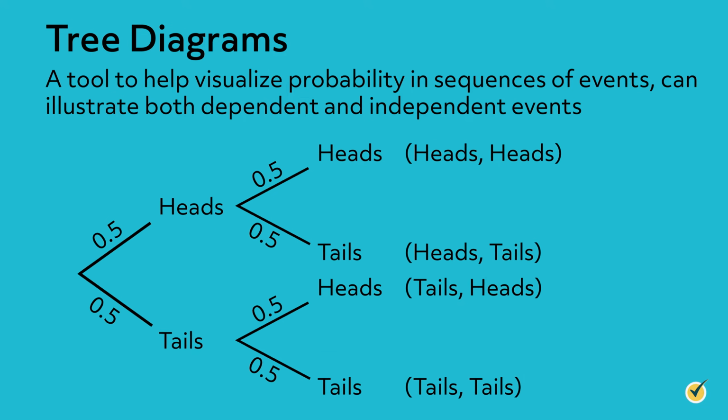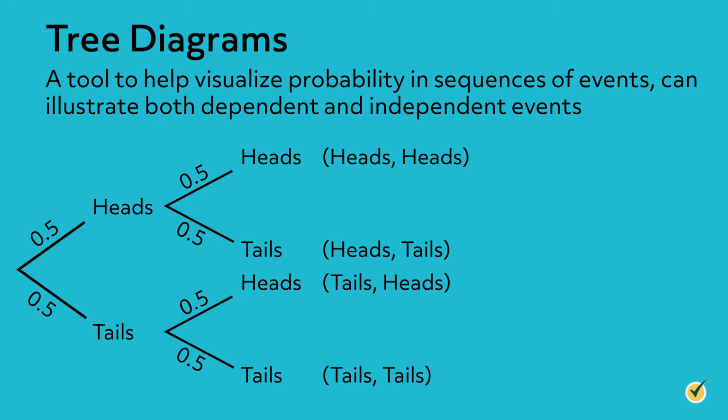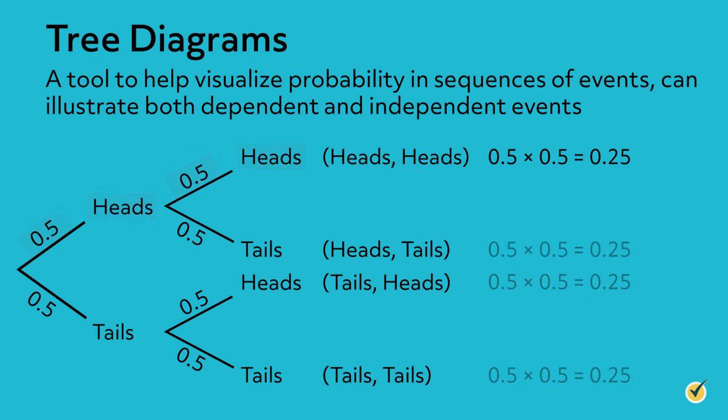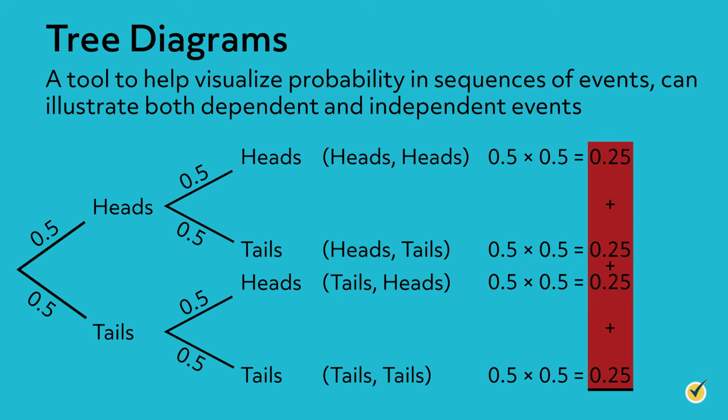To calculate overall probabilities for each of the 4 outcomes, multiply probabilities along the branches. For example, the probability of flipping heads twice is 0.5 times 0.5, which equals 0.25. Continue multiplying by following along each set of branches and record the overall probabilities next to each outcome. As you can see, the probability of each outcome for 2 coin tosses is 0.25. Check your work by finding the sum of the overall probabilities, which should always add up to 1.